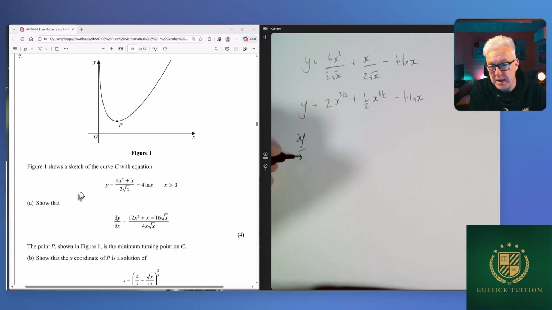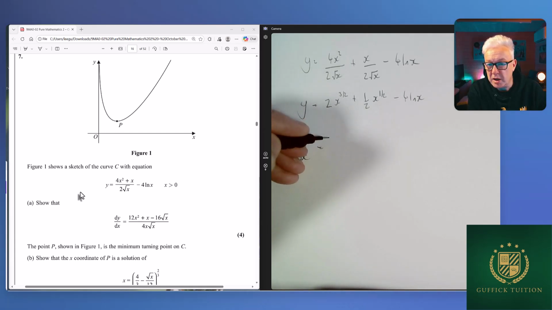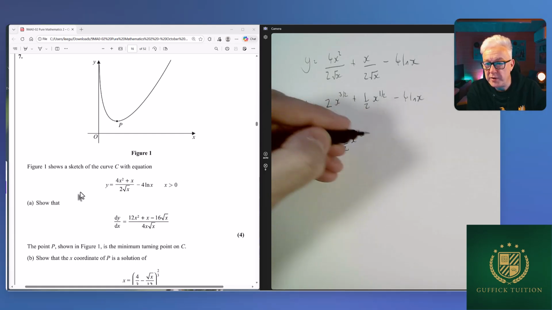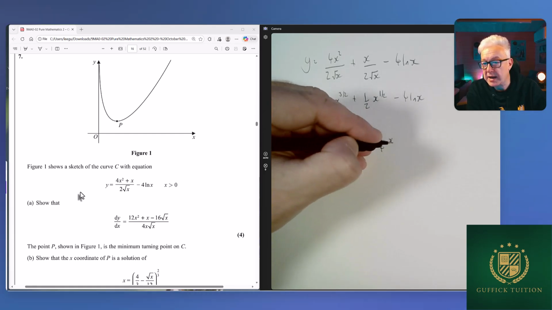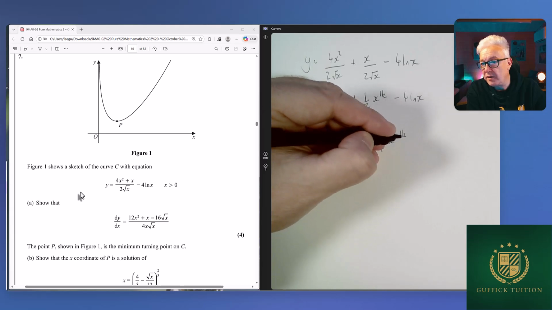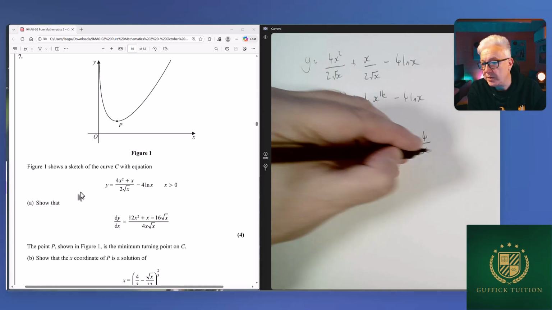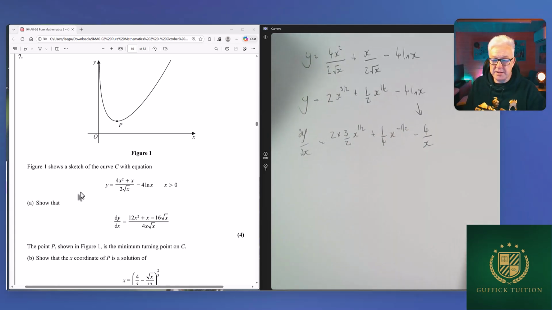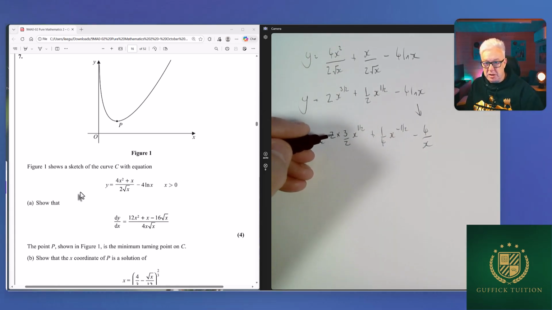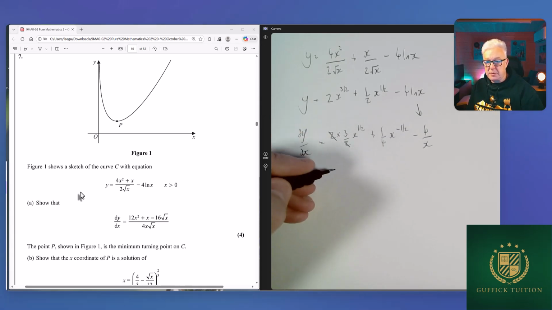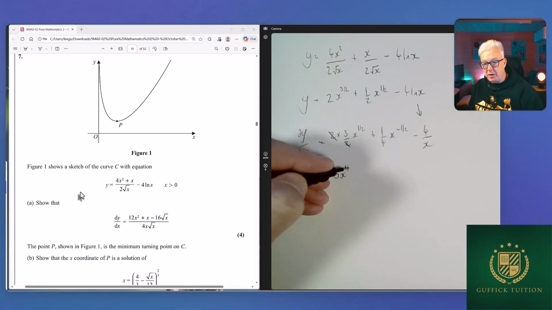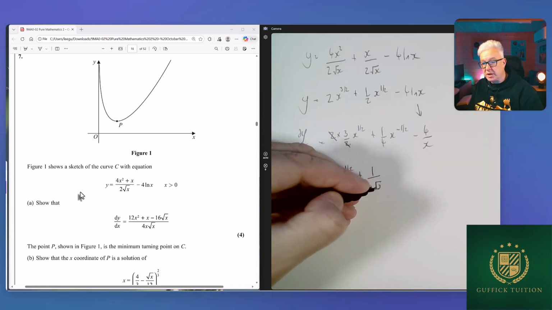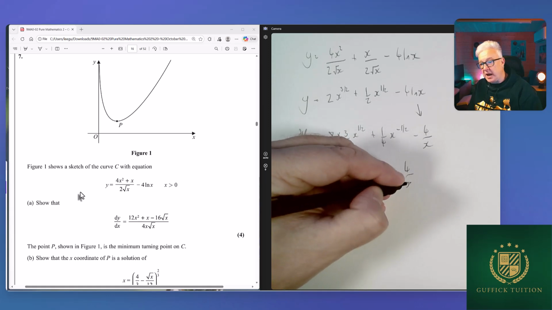dy by dx is now going to equal 2 times 3 over 2 x to the power of a half, plus a quarter x to the minus a half, minus 4 over x when we differentiate the 4 ln x. So there's an expression for our dy by dx. So let's just see what we've got. So we've got 2 times, oh no, that cancels. So we've got 3x to the power of a half plus 1 over 4 root x minus 4 over x.